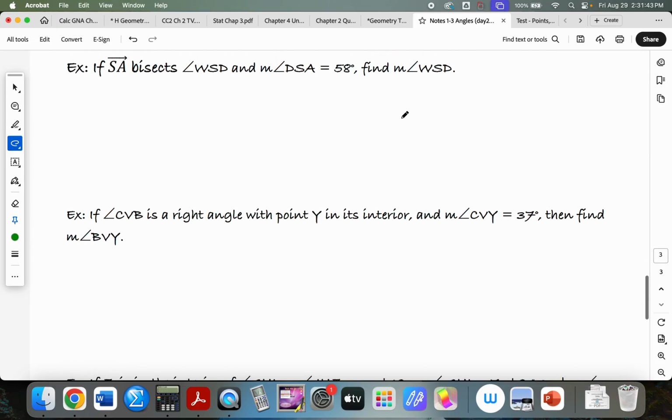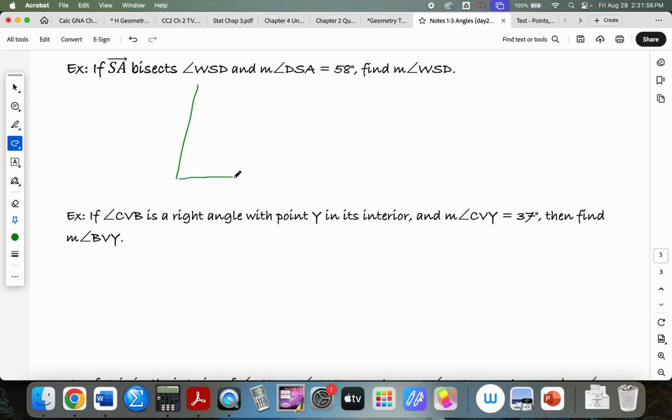All right, let's do one with an angle bisector. If ray SA bisects angle WSD, so let's draw that. That's slightly different. What does it mean when it bisects the angle? It cuts it in half evenly, right? Did we learn this previously? We did.